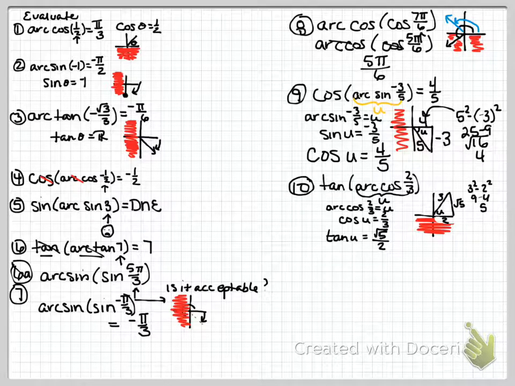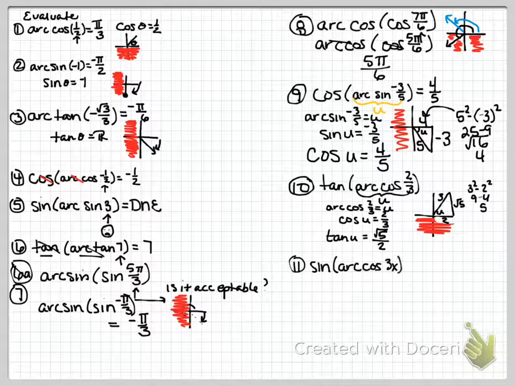These are not that bad. The key thing will be getting your Pythagorean theorem correct. Once your Pythagorean theorem is correct, you'll be good. All right, let's look at 11. So sine of arc cosine of 3x.